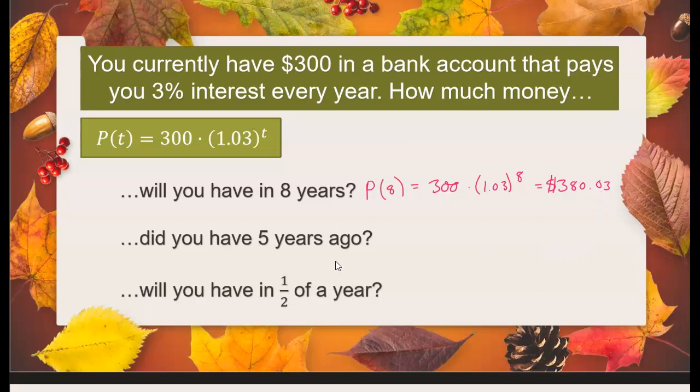So how much money did you have 5 years ago? How would we interpret that as time? What number would that be? 5 years ago. So this will be P of -5, but we do the same process. Now we just plug in -5 into the equation. 300 times 1.03 to the -5. And once again, I can just plug that into my calculator. 300 times 1.03 to the -5. I get 258.78.